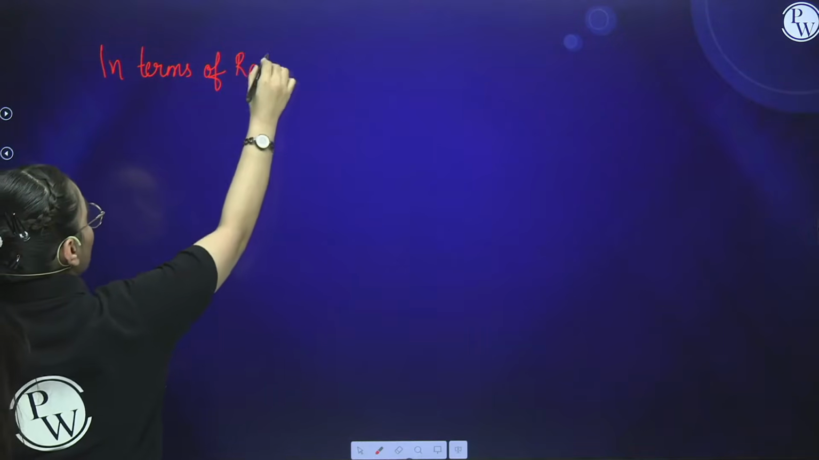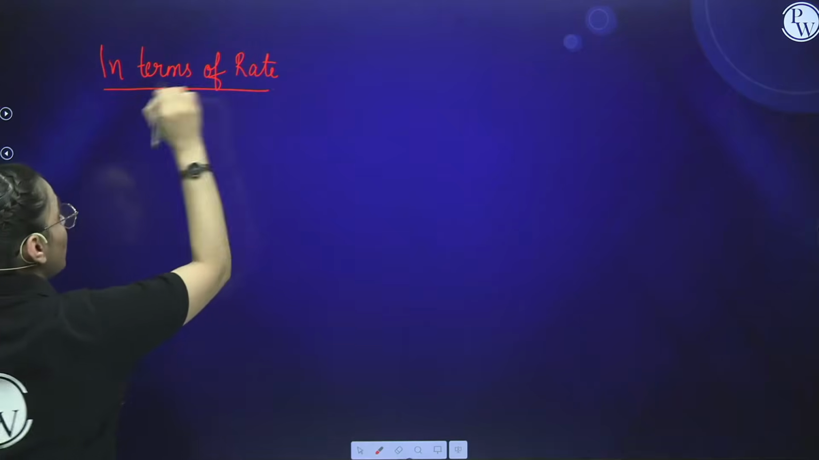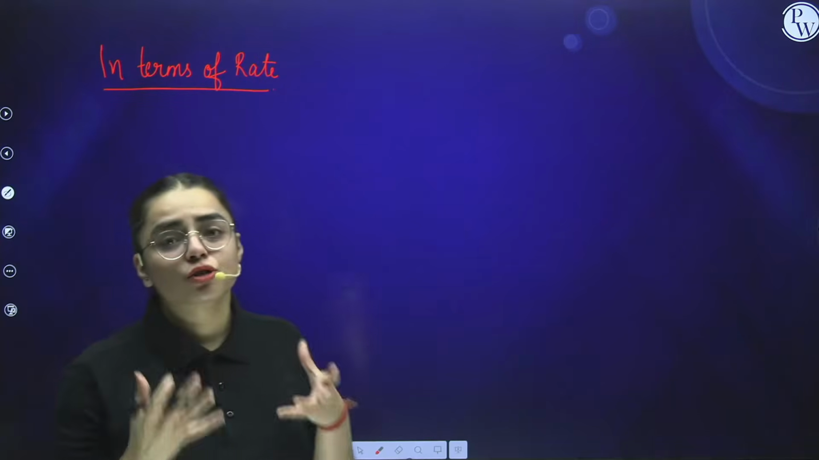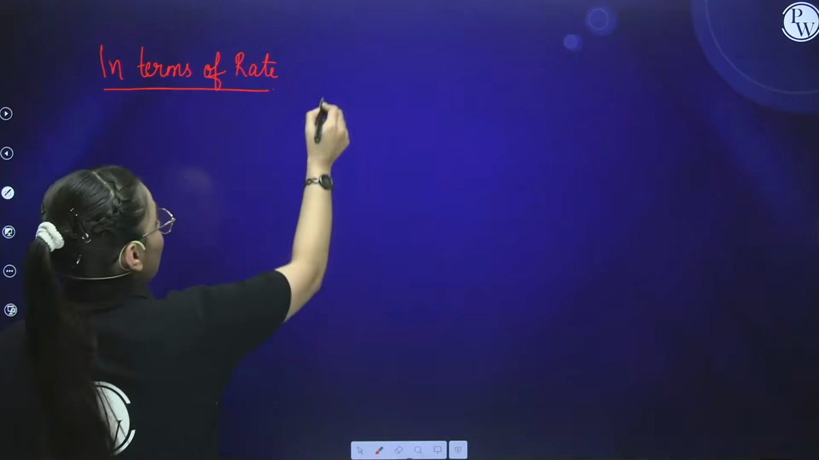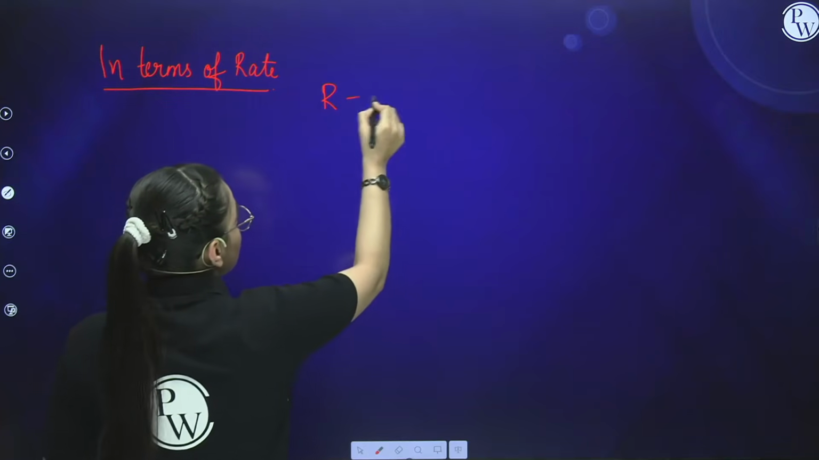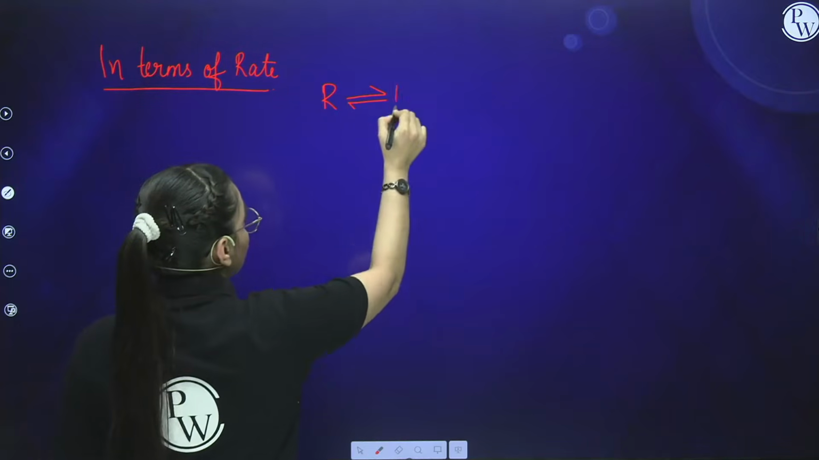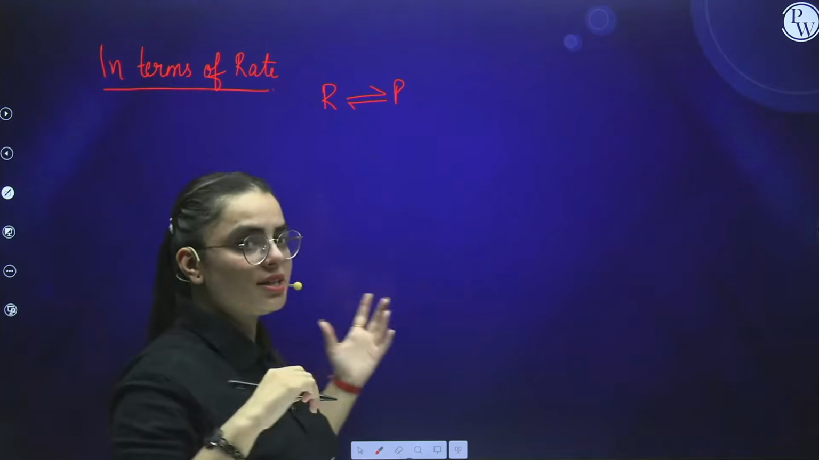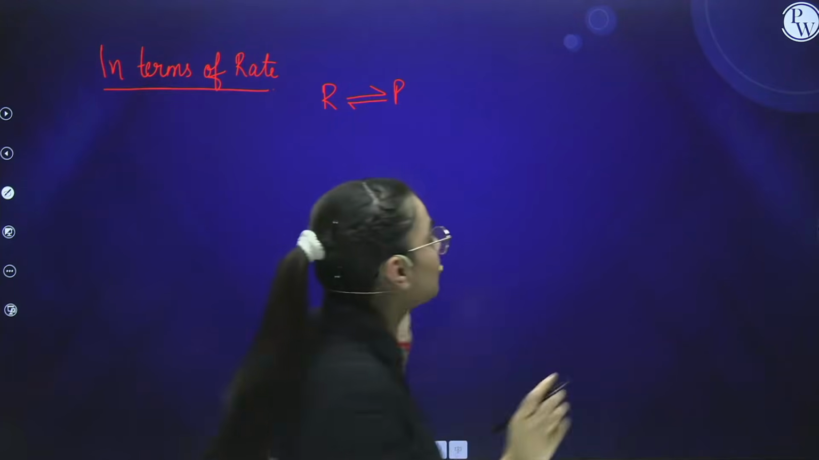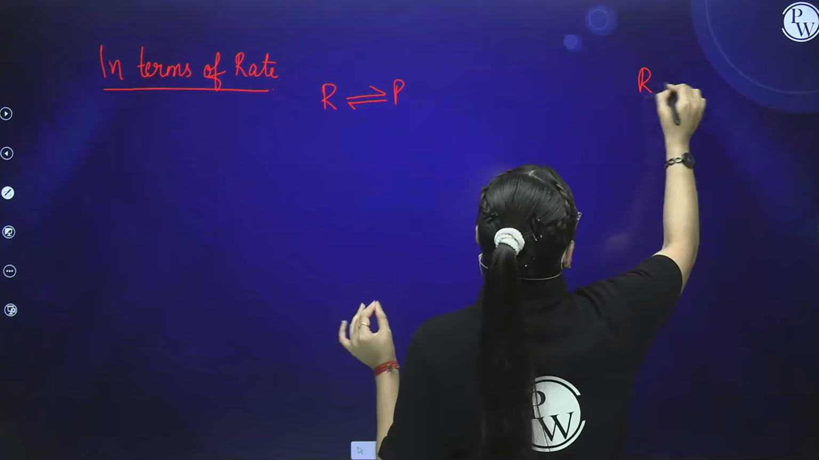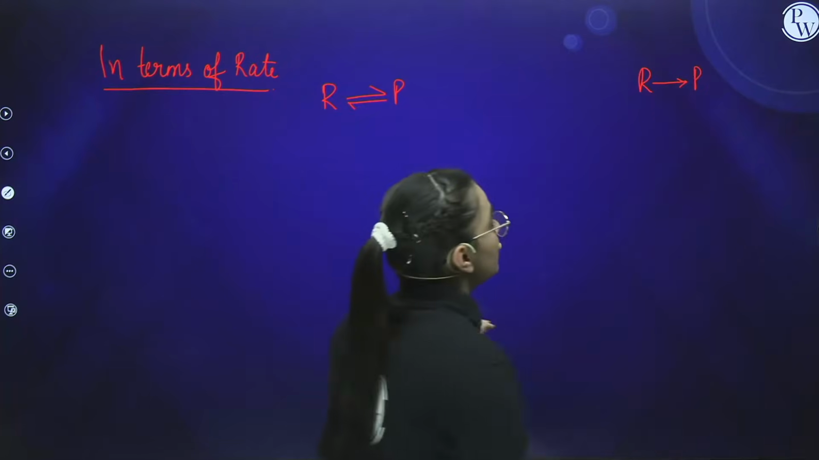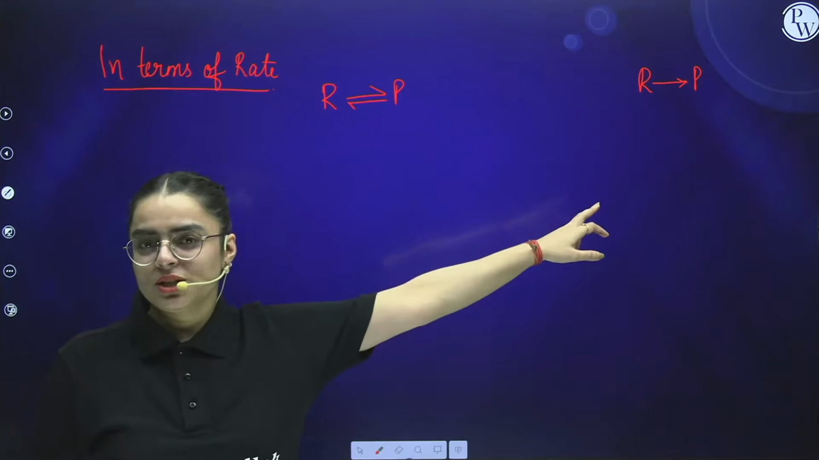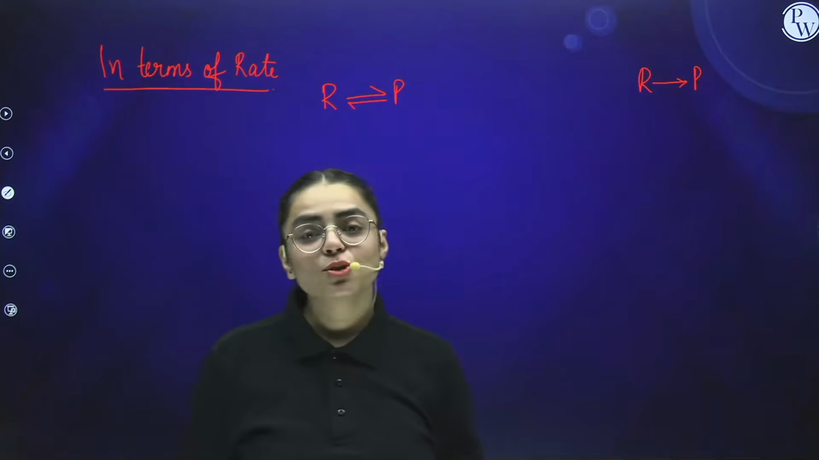First of all, let us understand what we mean by rate of forward reaction and rate of backward reaction. Whenever reactants are being converted into products, in the previous case, I wrote a reaction directly like this: reactant is being converted into product. Is this an equilibrium state? No. Why is it not an equilibrium state?